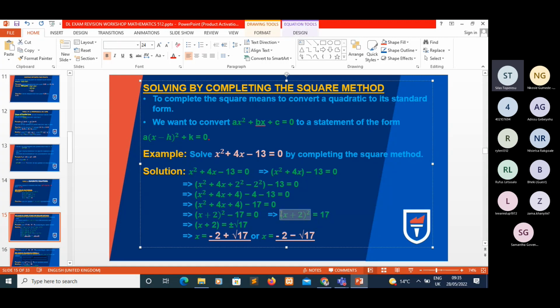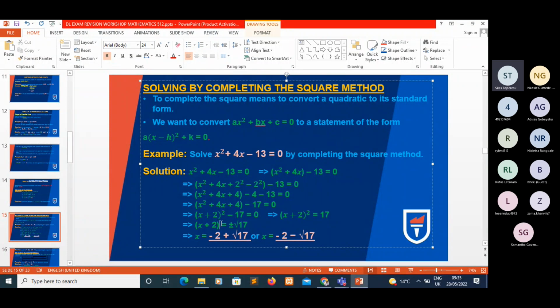But how do I remove this square, the power 2? I have to take the square root of both sides, okay? Square root of this side and square root of this side, which means that's how I remove this power 2, okay? So I'm left with x plus 2 is equal to plus or minus the square root of the other side, which is the square root of 17, okay?